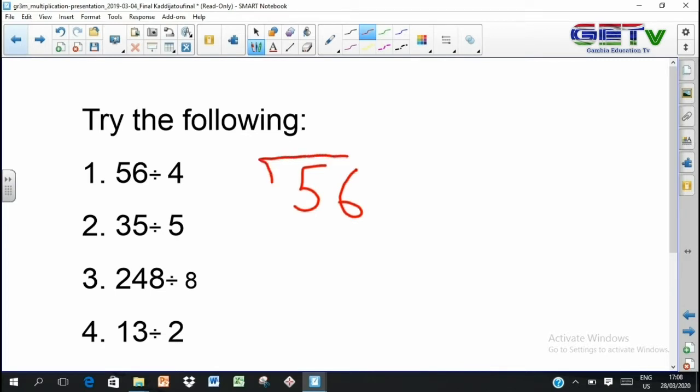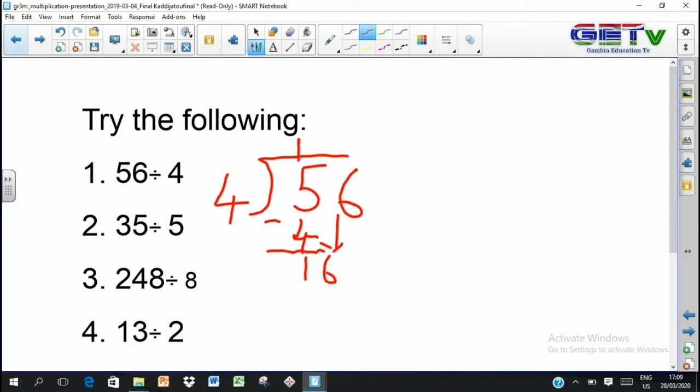56 divided by 4 using the long division method. 5 divided by 4 is 1. 1 times 4 is 4. 5 minus 4 is 1. Let's bring our 6 down.